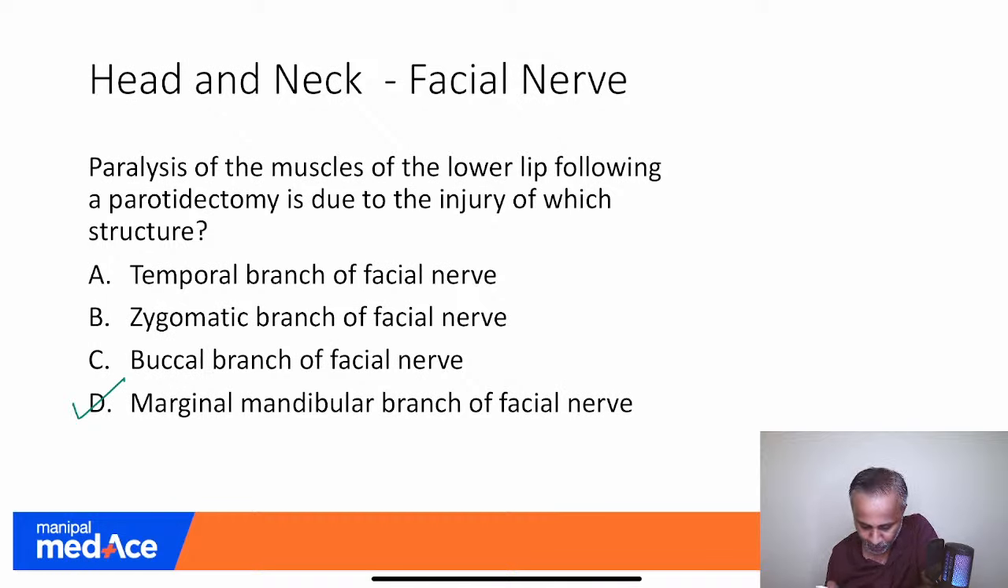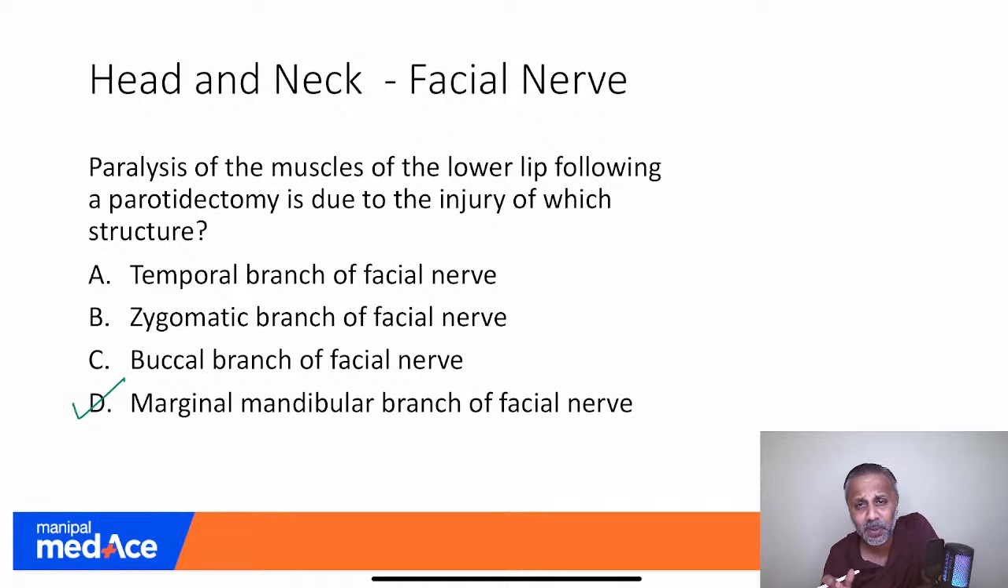Yes, cervical branch was an option. I think I've not included the cervical branch. If the cervical branch was the option, remember, the cervical branch innervates only platysma. Okay, so that cannot be the option. Again, marginal mandibular branch is a favorite of your examiners because it results in characteristic deformity affecting the lower lip, right? So all the muscles of the lower lip are innervated by the marginal mandibular branch. So this was the question regarding facial nerve, right? Hope this concept is clear now.